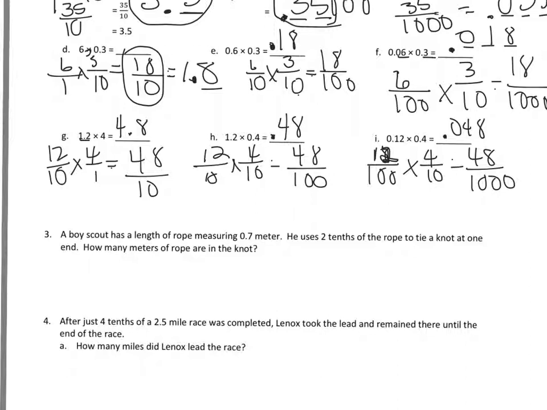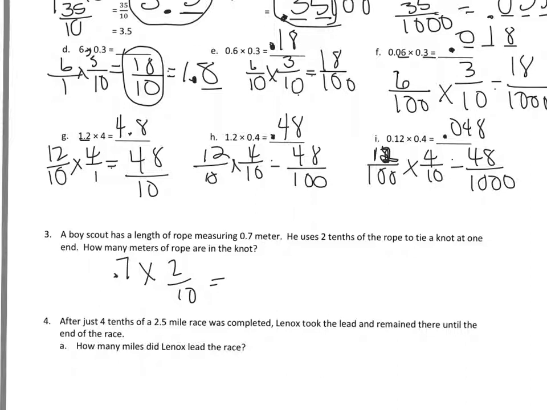Okay, so moving on, let's go ahead and do 3. We are not going to do 4 today. We're just going to go to 3. So, and on homework, same thing. You don't have to do 4, but you do need to do 3. A Boy Scout has a length of rope measuring 0.7 meters. He uses 2/10 of that rope. So 0.7 times 2/10. Go ahead and pause me, solve it, and then we can start again.